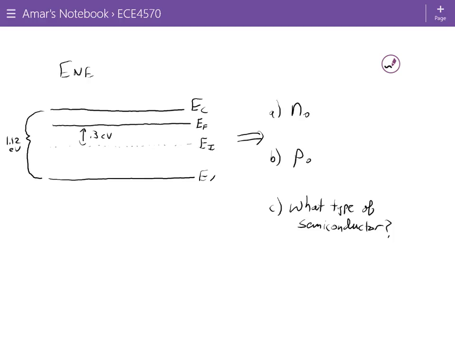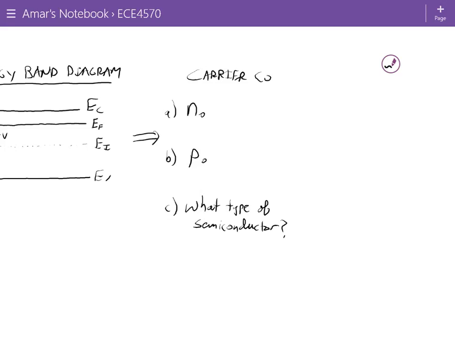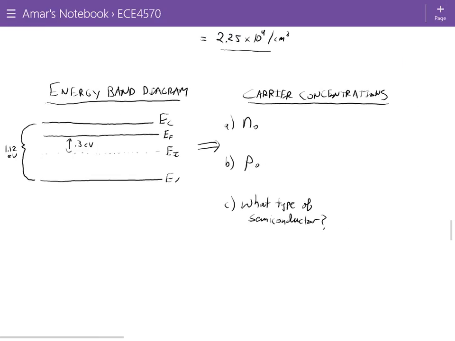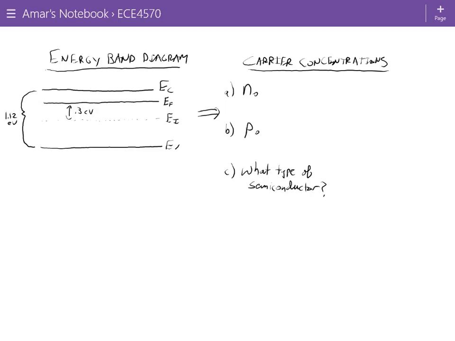So why don't you go ahead and try this out? It's given the energy band diagram, and then you're asked to calculate the carrier concentrations. So take a few minutes and try that. You'll have a problem like this in your homework too, so if you just get used to doing it now, your homework will go a lot quicker.